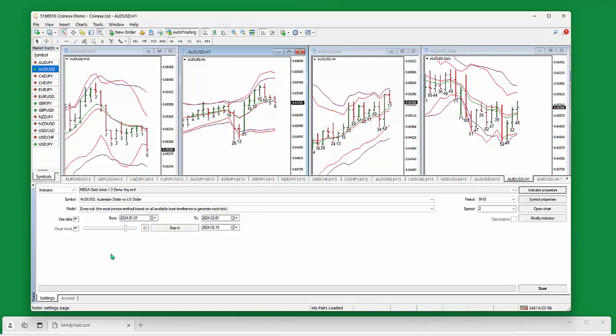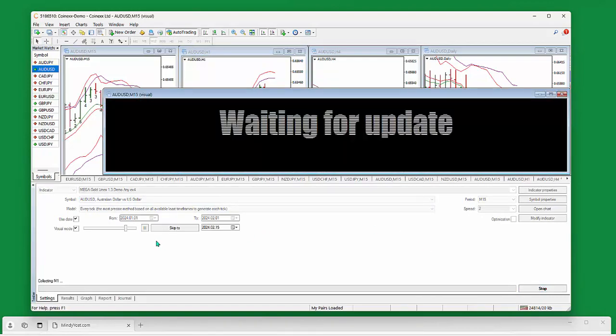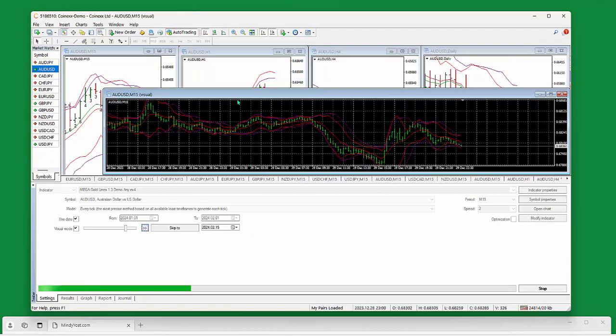What we're going to do is have it show us the visual mode. Now what that's going to do when it starts the strategy test is create a chart, and the chart's going to go through and show you what the chart looks like as time is progressing. Okay, so I'm going to start the test. See, this is the chart. Now I'm going to pause this for just a minute.